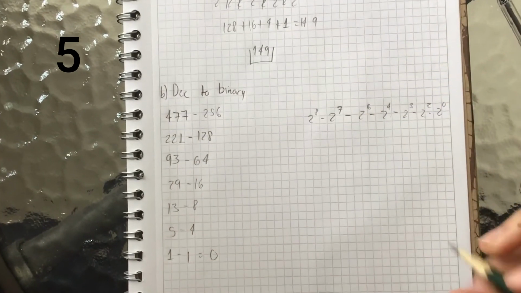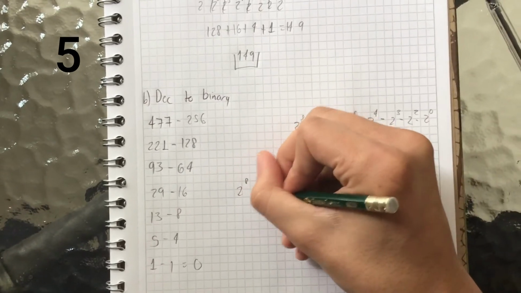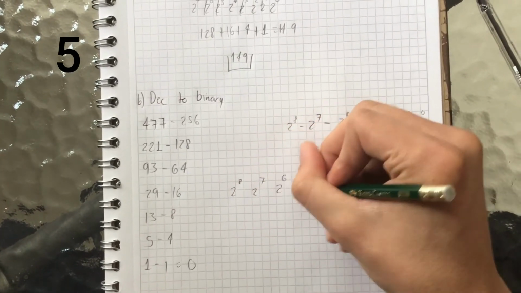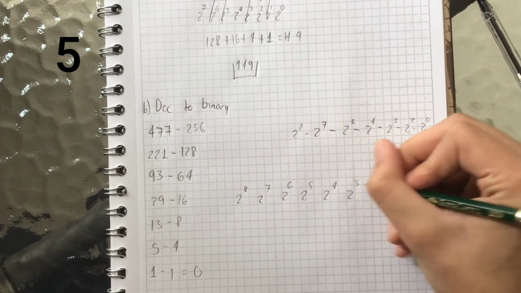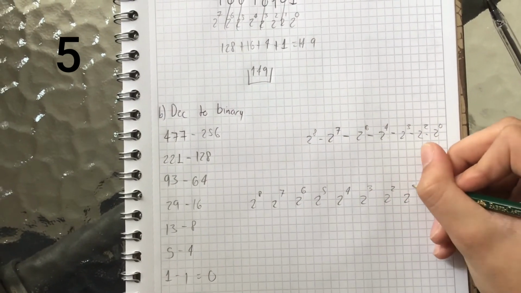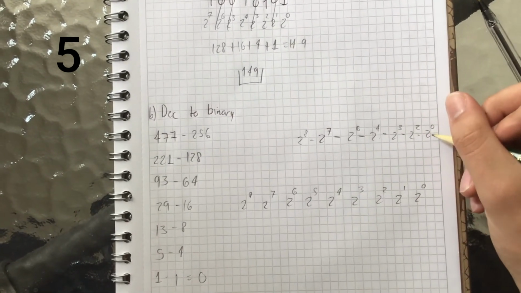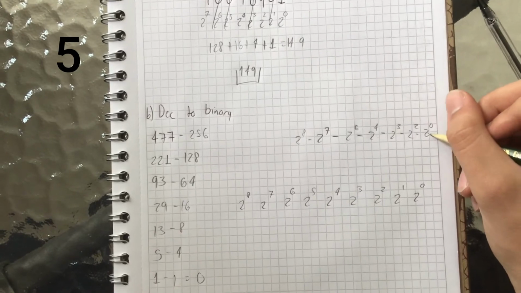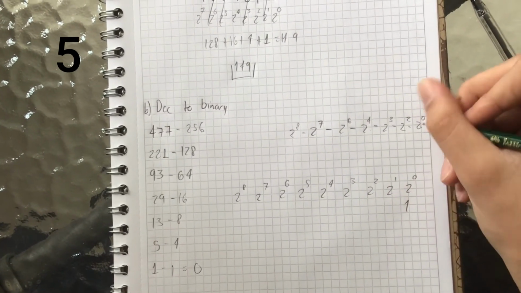Now we're going to take these numbers: 2 to the 8th, 2 to the 7th, 2 to the 6th, 2 to the 5th, 2 to the 4th, 2 to the 3rd, 2 to the 2nd, 2 to the 1st, and 2 to the 0th. Now we are going to take these numbers, and this would be our number 1 in the binary code. So this would be a 1.